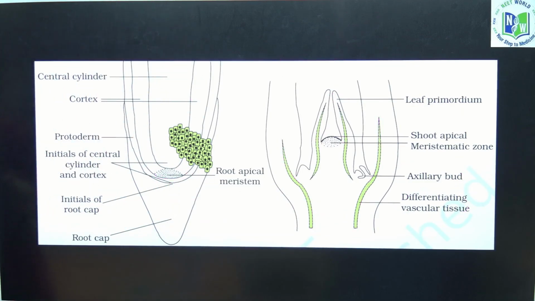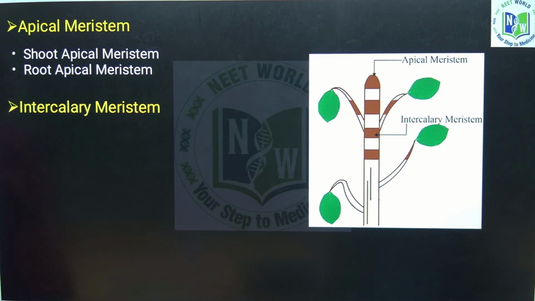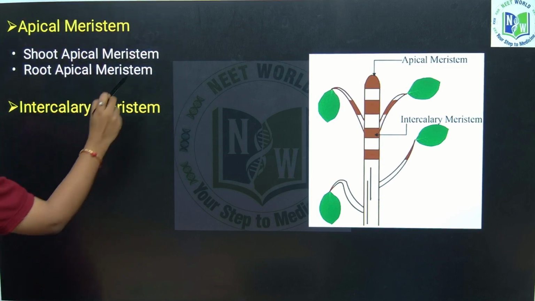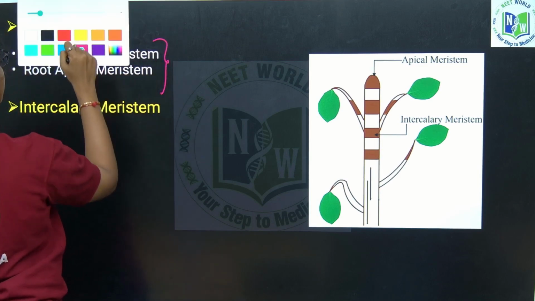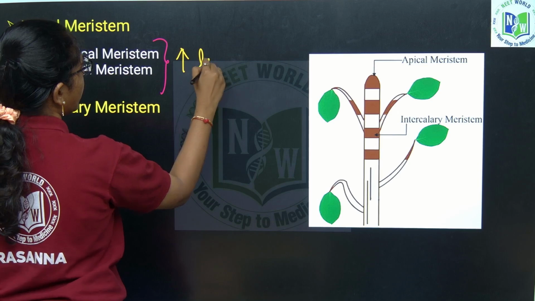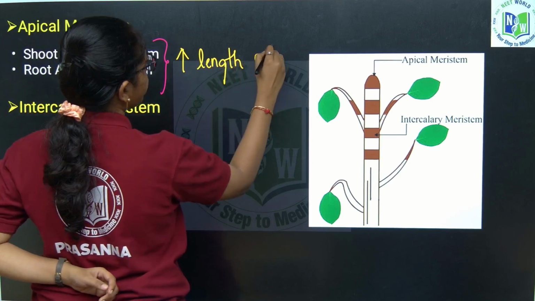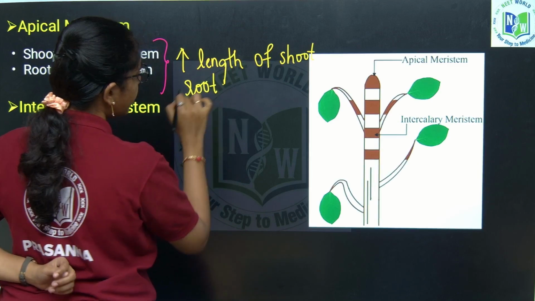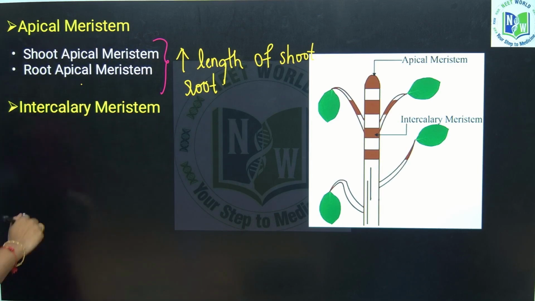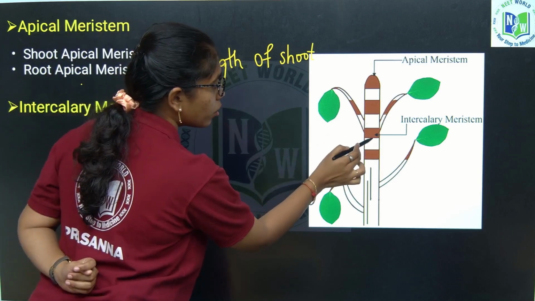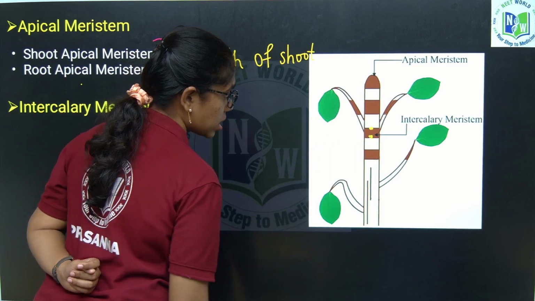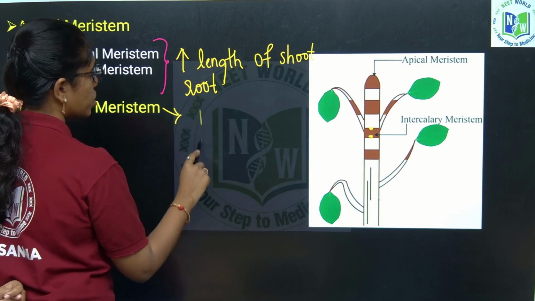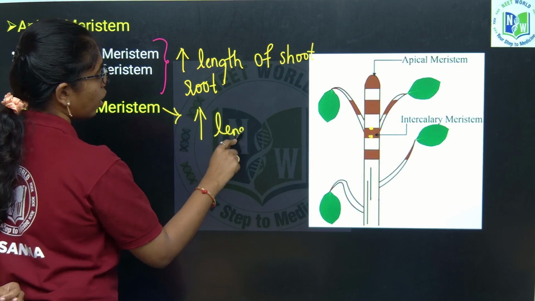Now we will look into the types of meristematic tissues. Of course, we have discussed root apical meristem and shoot apical meristem, which increase the length of shoot and root. Intercalary meristem, which is present in between two nodes of the stem, also performs the same function, that is, increase in the length of the stem.